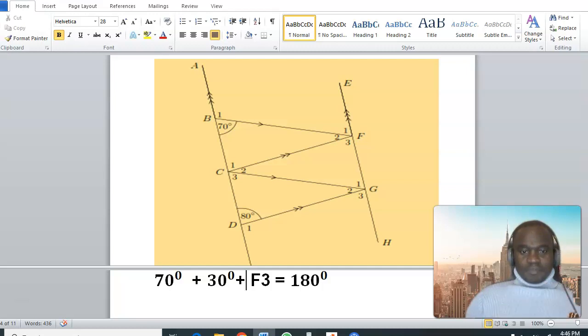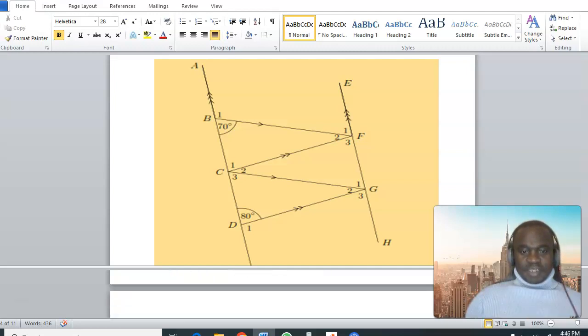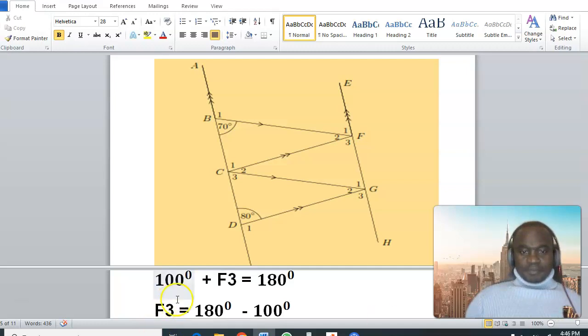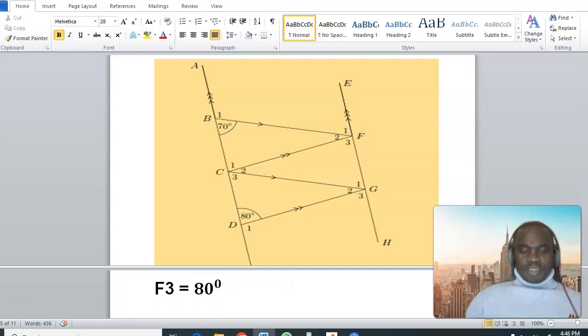So 70 plus 30 is going to give us 100 degrees, plus F3 is equal to 180. Then transpose 100. If you transpose 100 degrees, this is plus, it's going to be minus 100 degrees. And it's going to give us 80 degrees, because 180 degrees minus 100 degrees gives you 80 degrees.